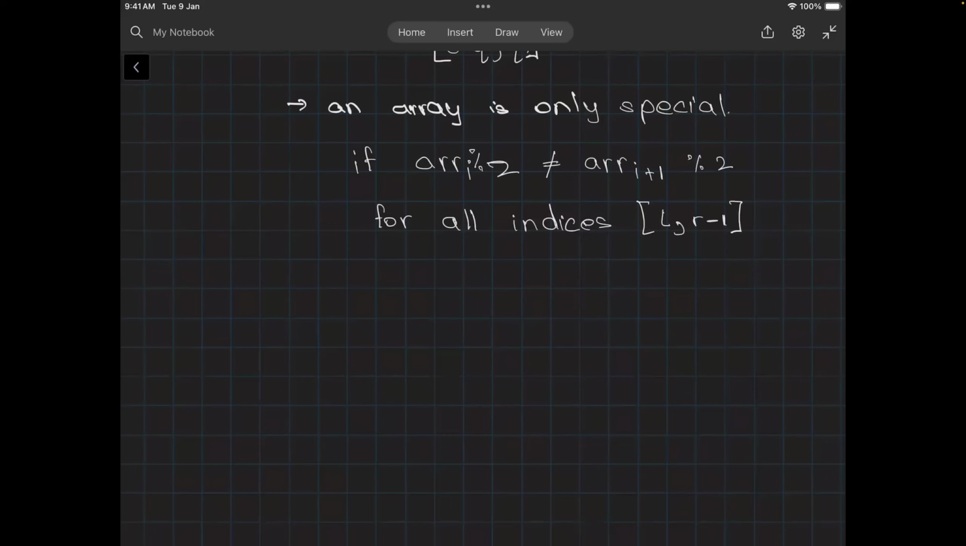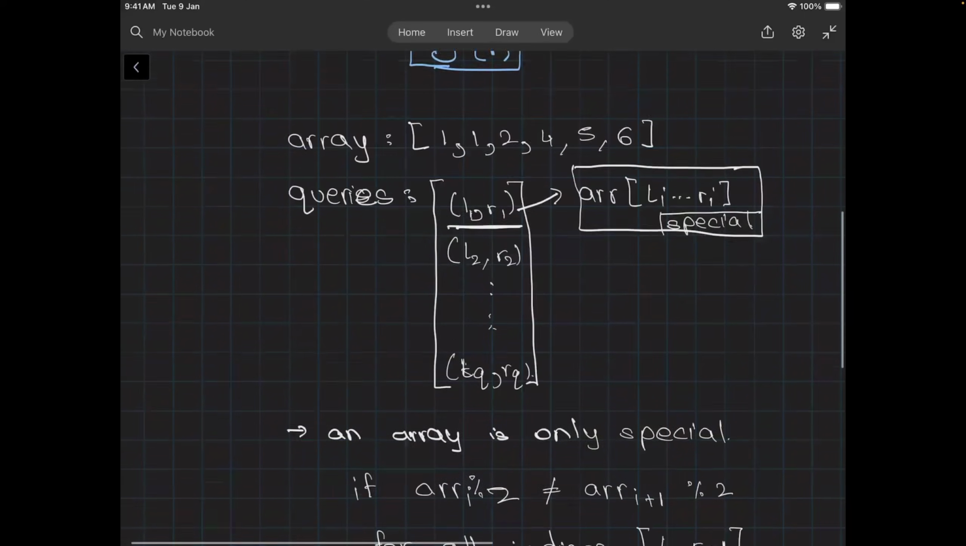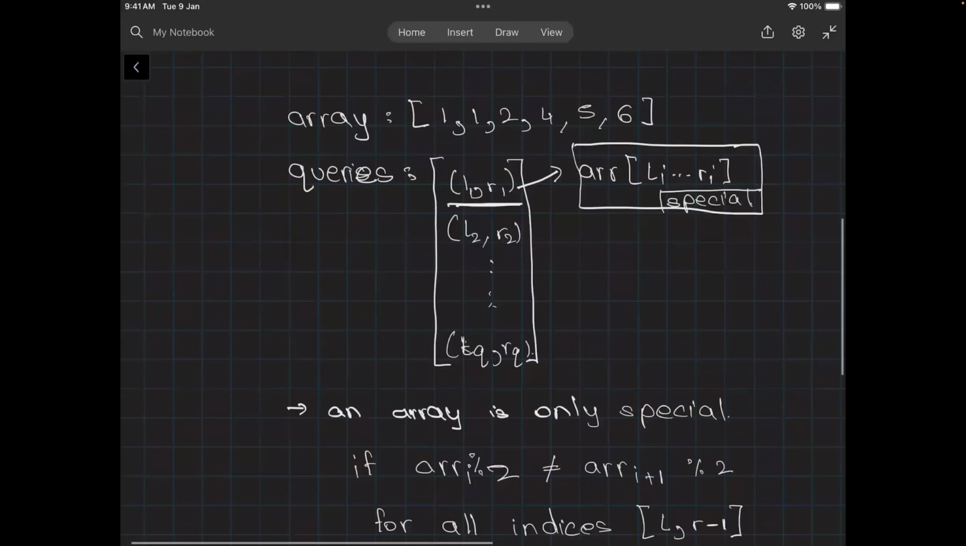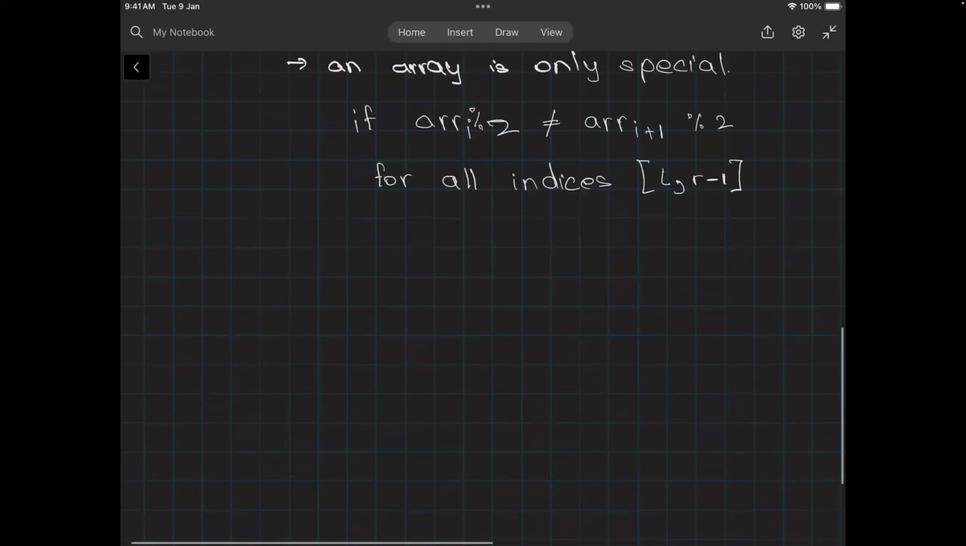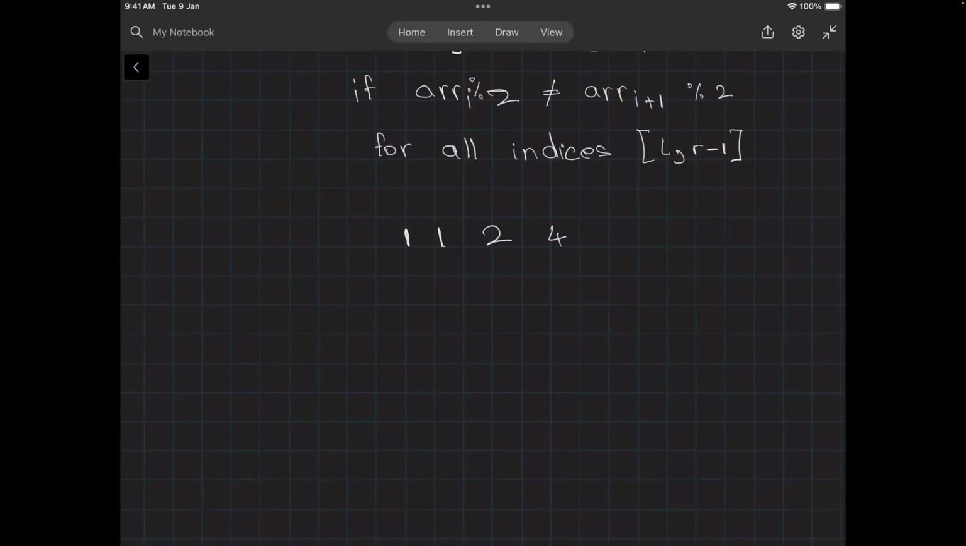Why am I saying this, guys? Let's have a look. For example, we have this array: 1, 1, 2, 4, 5, 6. Let's consider that my query is 1 to 2. So this is my query. This is index 0, this is 1, 2, 3, 4, 5.